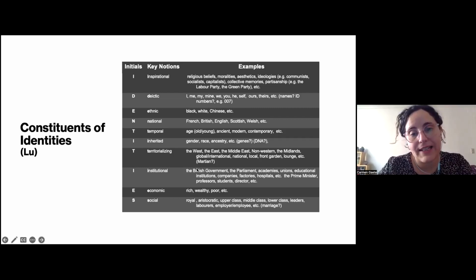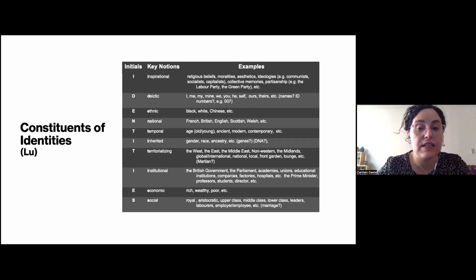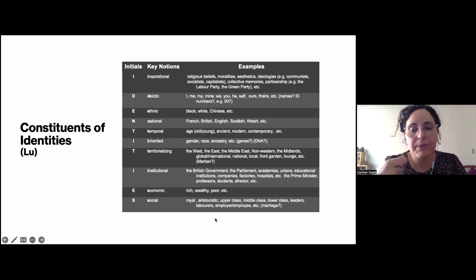Yes. And I think that, not only for sexual orientation, but other aspects of identity and other constituents of identity, we cannot see these as individual boxes. Sometimes these aspects of identity overlap and it's difficult to tell them apart. So why am I showing you this?